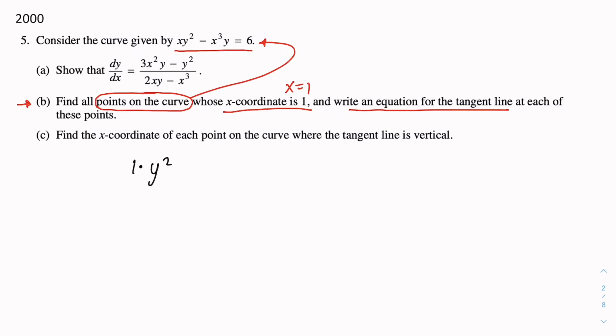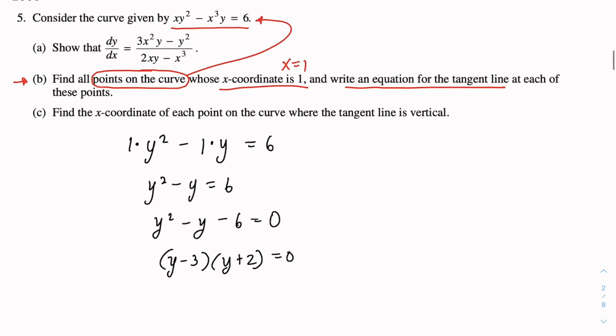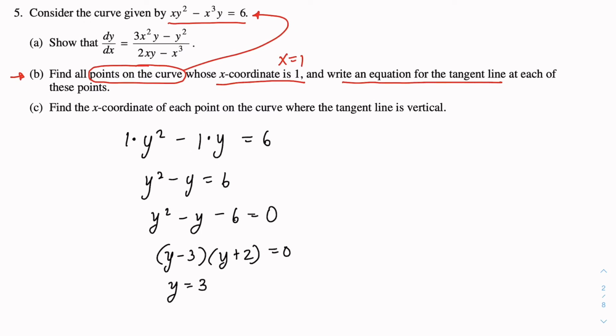So that's 1 times y squared minus 1 cubed is 1 times y equals 6. I want to find all the points, therefore I need the y value. So let's continue. It looks like we're going to have to factor. So I've moved my 6 to the left, and now let's finish. y minus 3, y plus 2 equals 0. And so I find that y equals 3 and y equals negative 2. So to answer the question, the points on the curve whose x-coordinate is 1 are (1, 3) and (1, negative 2).